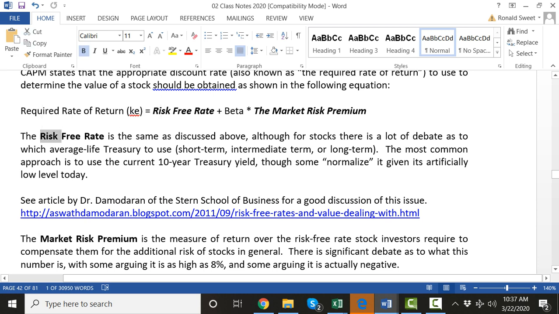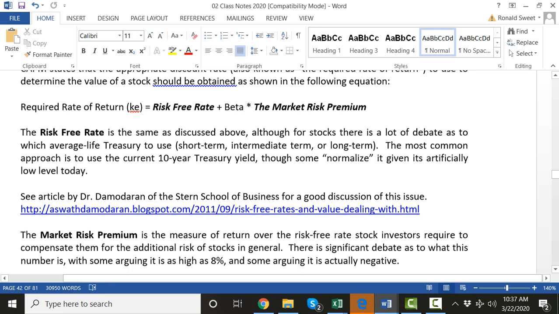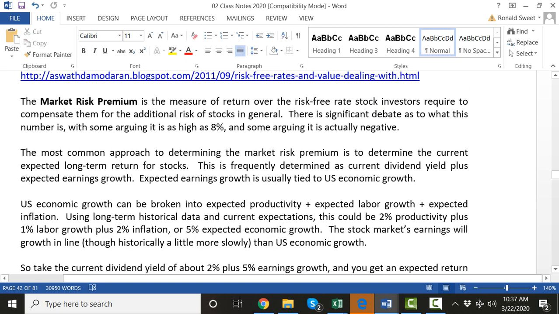All right, so that's it for the risk-free rate. Very, very simple. So let's talk about the market risk premium. The market risk premium is how much more someone investing in the stock market in general needs to make over the risk-free rate to induce them to buy stocks in general.